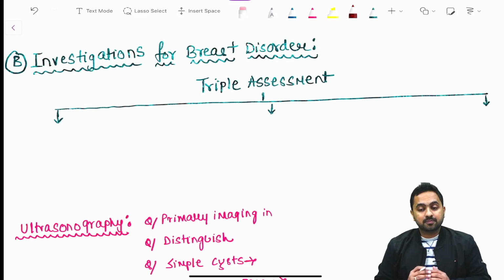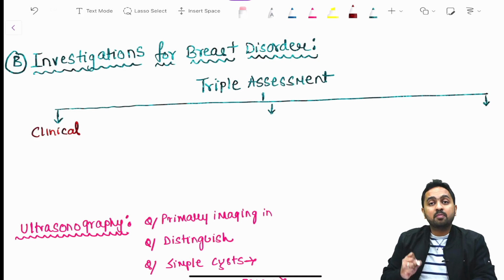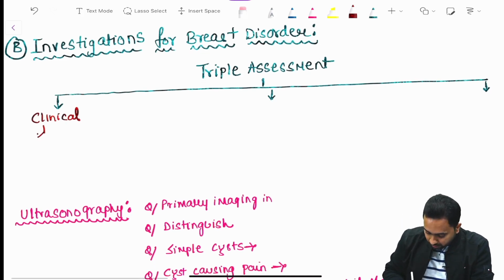Investigations of breast symptom. A patient presenting with any breast symptom is investigated by triple assessment. So what does this triple assessment include? It includes your clinical. So this clinical part includes your history taking and your clinical examination.